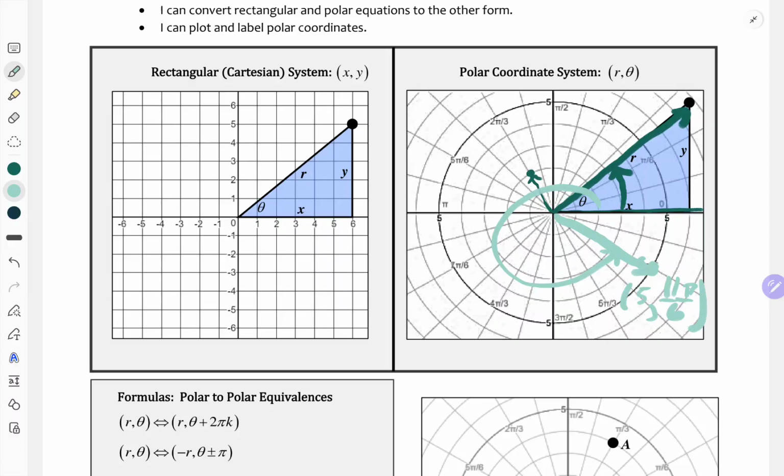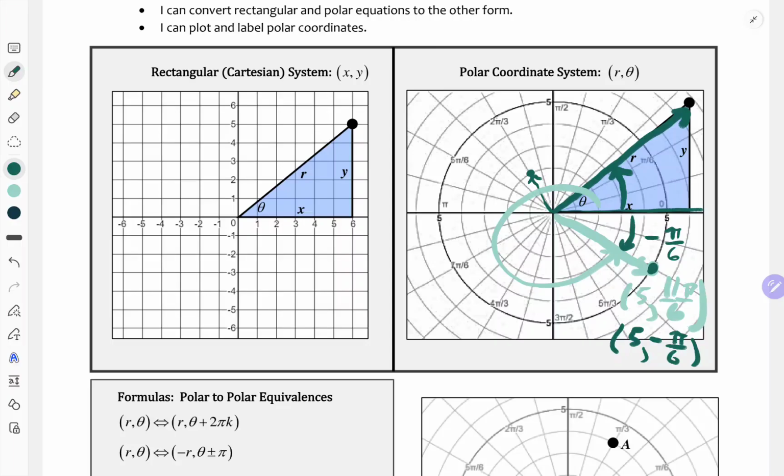Now there are several different names that you could use for the same point. Let's say instead of doing a positive angle, I did a negative angle, going this way. That is going to be negative pi over 6 to get here, and I still go 5 units out. So another name for that is 5 comma negative pi over 6.